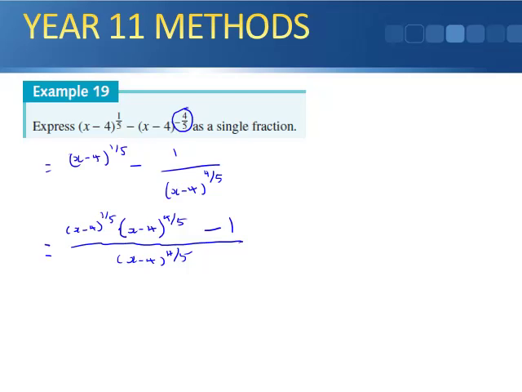Now, when I do that one, I'm going to get x minus 4, and then I've still got the minus 1. You don't have to write that line, you can just write the answer if you want, which just simplifies down to x minus 5 divided by x minus 4 to 4/5.